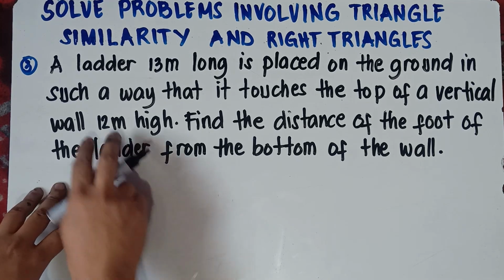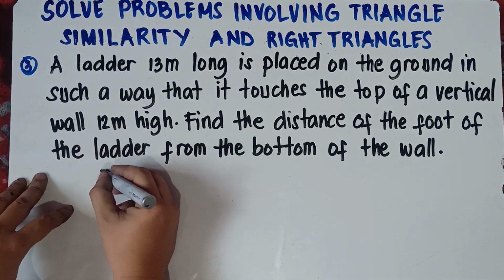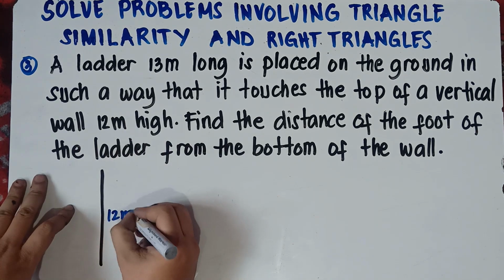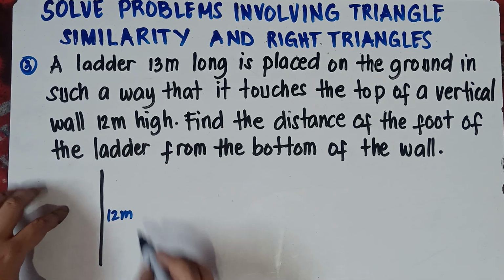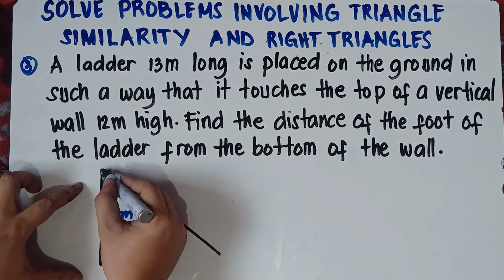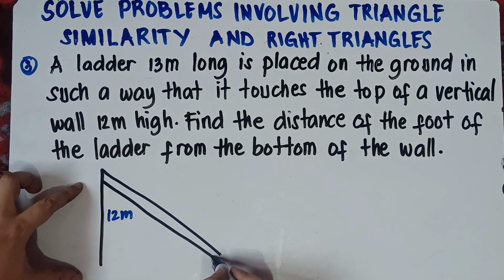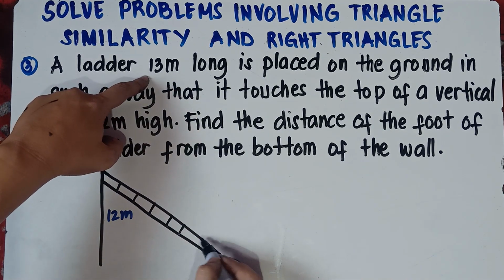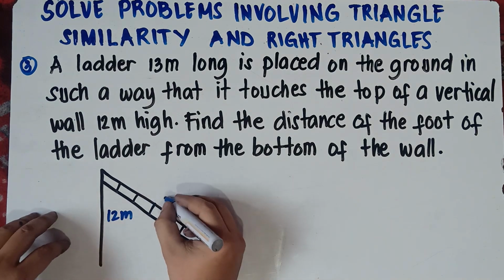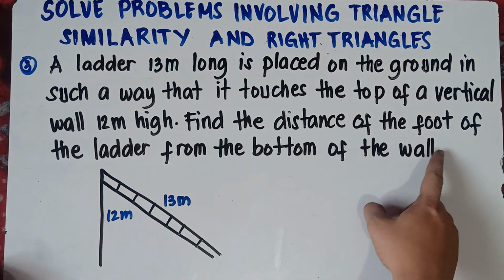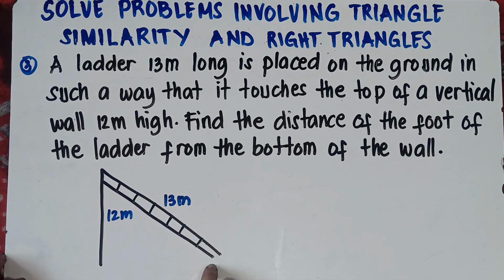So once again, we have a wall, 12 meters high. So this is our wall, 12 meters in height. And we have a ladder that touches this wall. So this is the ladder. And the length of the ladder, class, is 13 meters long. This is 13 meters.